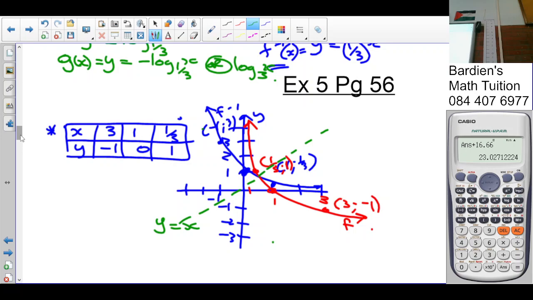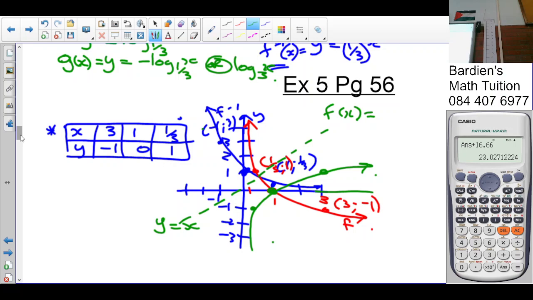However, I can draw it in. Where's f of x? This is f of x. The graph in red is f of x. So if I reflect that graph in the x-axis, then this point here goes there. This 1 and 0 remains 1 and 0, and a third and 1 becomes a third and minus 1. Can you see that, people?